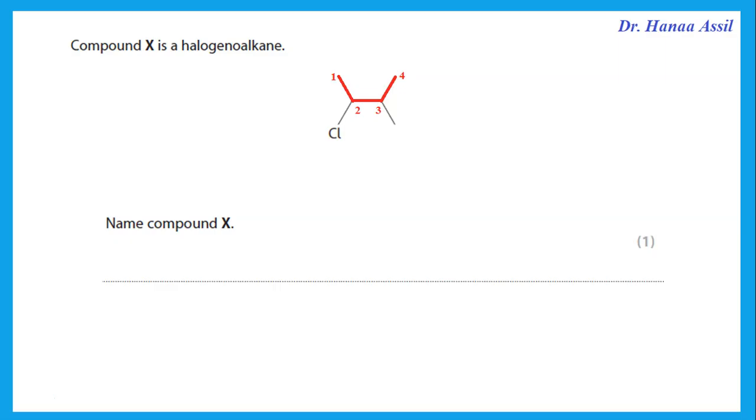First of all, we count from the side that gives a lower number for the substituent. Which substituent should I mention first? The chloro or the methyl group? Well, we use alphabetical order. So I have to say 2-chloro-3-methyl, not methyl and then chloro. If we have several substituents, we arrange them alphabetically. So, 2-chloro-3-methylbutane.